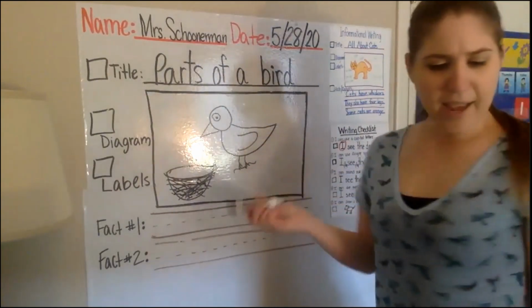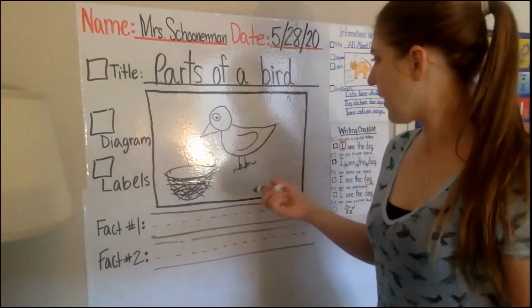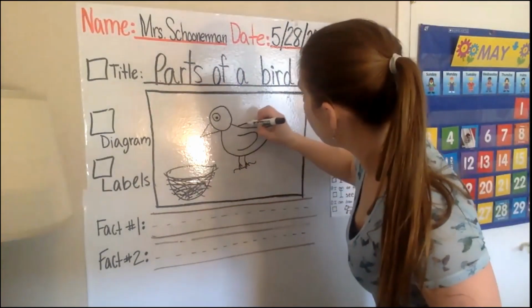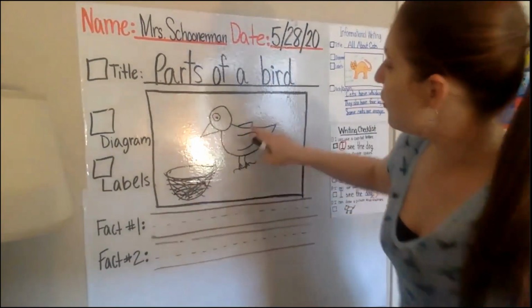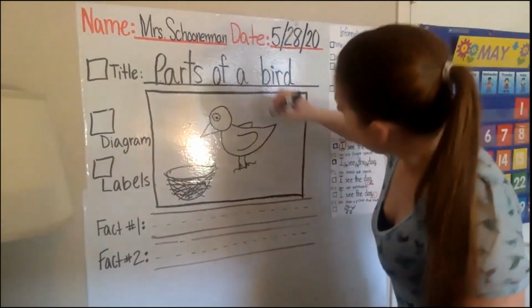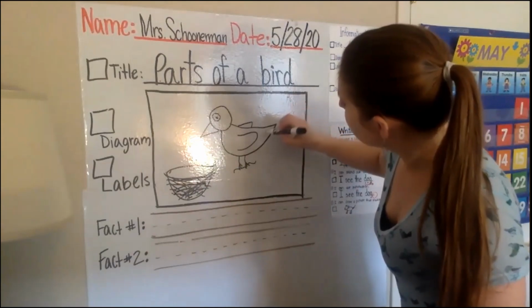Okay, did I add everything that I need for my bird? I think so. Actually, I'm going to add another wing over here because he's flying. So, whoosh, whoosh, whoosh. So he's got 2 wings. Okay, and I'm at the end here.